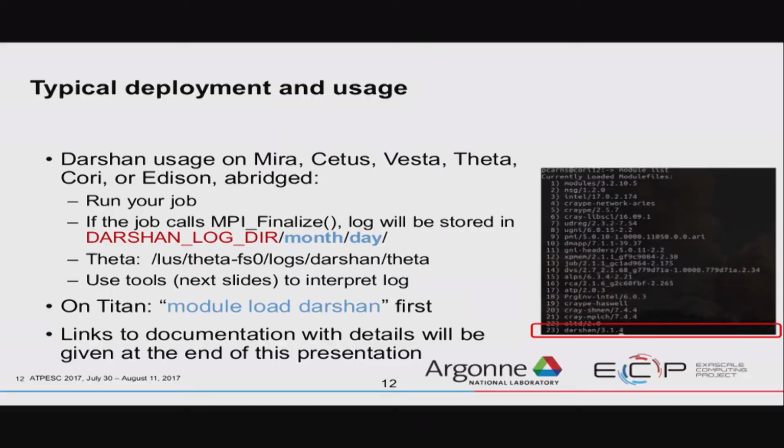So how do you use it? On Mira, Cetus, Vesta, Theta, Cori, or Edison, you run your job. When the job's over, you look in a particular log directory. They'll be divided up by year, month, and day. On Theta, this is in the path that I have listed here. You can look on the website. I'll have some links at the end of these slides that tell you where to look for your particular system to find the path. And then you can find the log that corresponds to your job, and then you use some tools to analyze it.